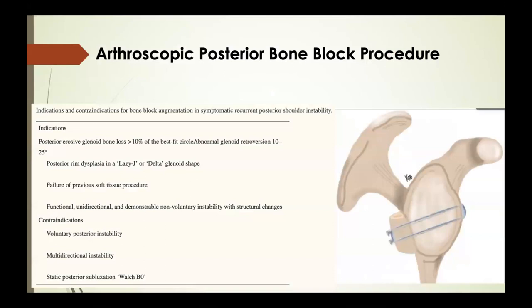For some arthroscopic bony block procedures, the indications are posterior erosion with glenoid loss of more than 10% of the best fit circle, abnormal retroversion of 10 to 25 degrees, posterior dysplasia with the J sign or delta glenoid shape, and failure of a previous soft tissue procedure. Mainly, we should note that functional unidirectional, non-voluntary instability should be taken into consideration. Contraindications are voluntary posterior instability, multidirectional instability, and static posterior subluxation.